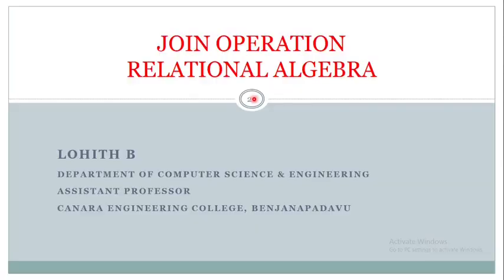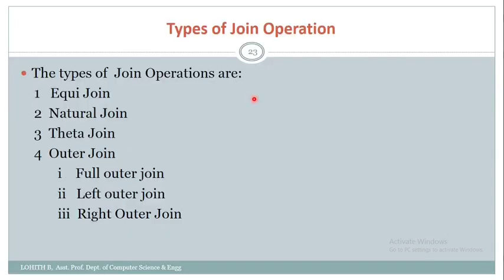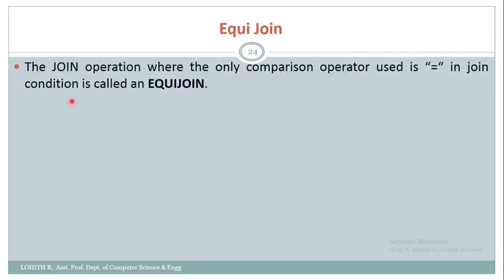Hello all, welcome to the session on join operation in relational algebra. Types of join operation. In the previous video we have already discussed the join operation and the cross join operation. Here are some additional types of join operation, that is equi join, natural join, theta join and outer join. There are three types of outer join, that is full outer join, left outer join and right outer join. Yes, let us understand about equi join operation.